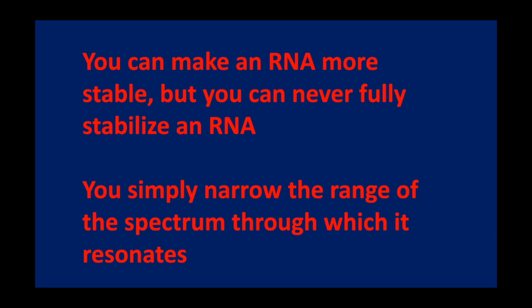When we try to stabilize a structure, we narrow the range such that the RNA assumes a form most of the time, or a set of forms most of the time, but it never truly assumes just one, unless it's 4 nucleotides or shorter, in which case it can't form a shape at all.